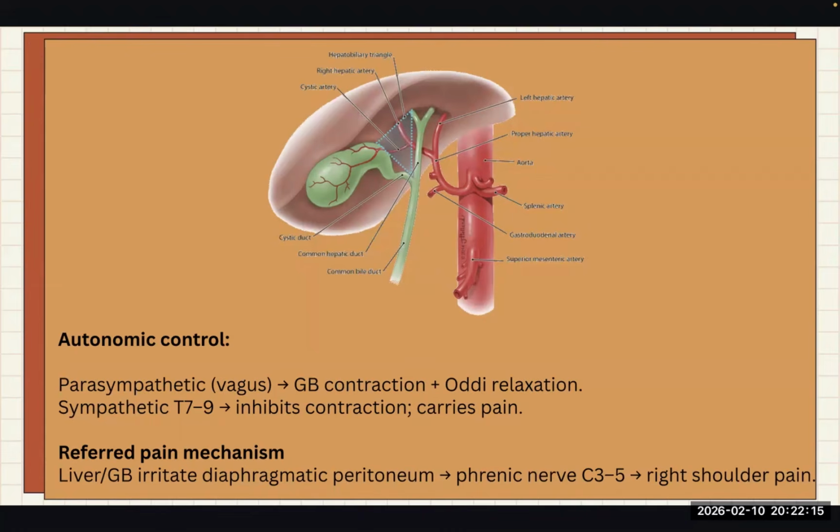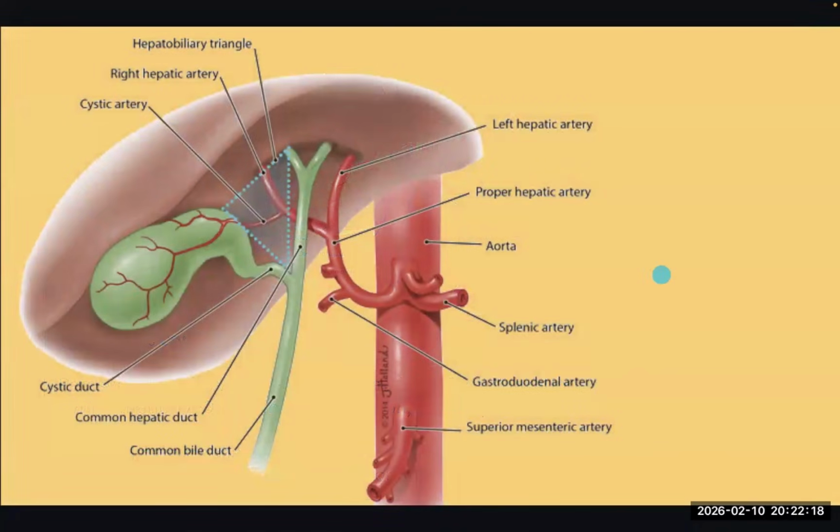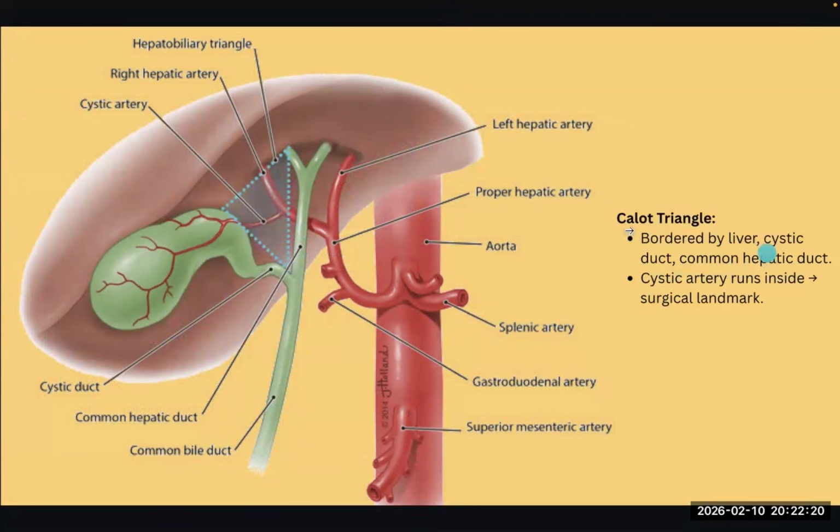Okay. And now for our last part, which is Calot's triangle. Again, very, very high yield. It's a very easy concept, but it's very high yield, okay? Calot's triangle is literally a triangle, okay? Why is it important? Because it has the cystic artery within it, okay? And this is a surgical landmark, all right?